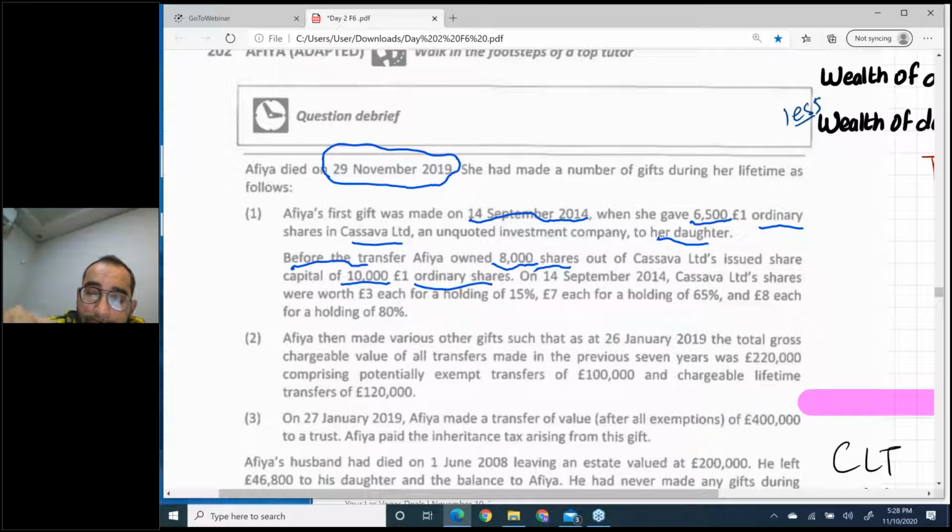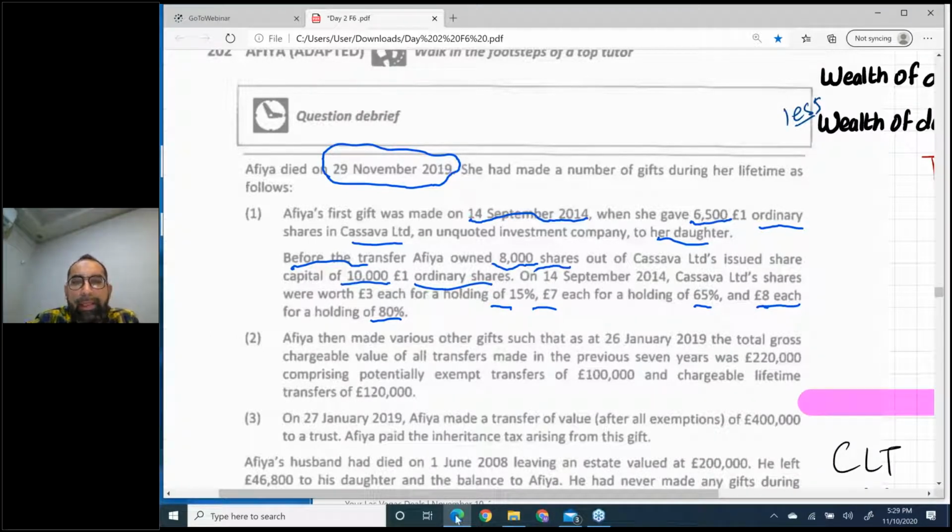Now on 14 September, Cassava Limited shares are worth £3 for a 15% holding, £7 for a 65% holding, and £8 for an 80% holding. Very easy. Don't ruin it, go slow. She already had 8,000 shares, and she has not given any gift yet, she's planning. So right now she has 8,000 shares, which means an 80% holding, and the market value of an 80% holding is £8 per share.